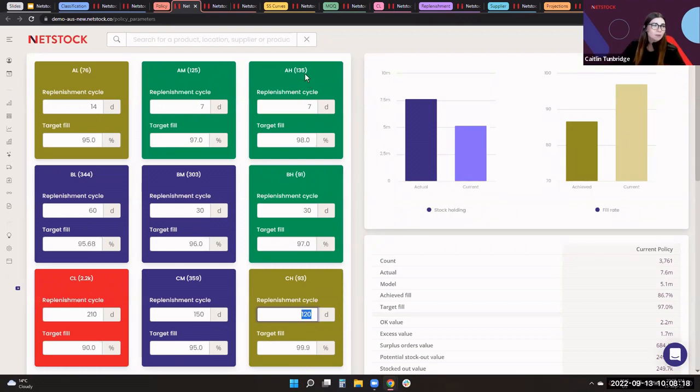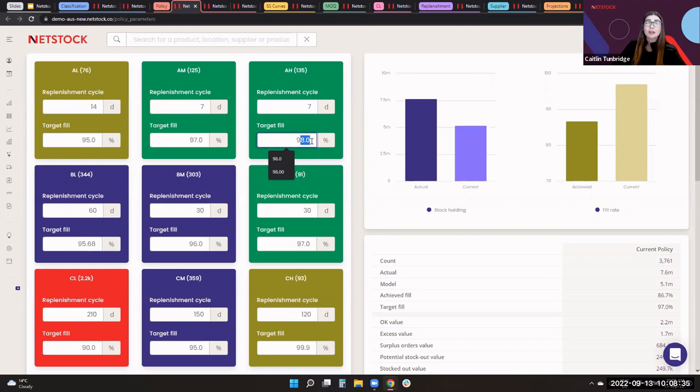Well, what about the A high items? These 135 items, they're my most important products. So I probably want the highest possible fill rate for them. Well, maybe it makes sense to start with a more modest 98% because these are so high value that it would cost us more to invest to achieve the high fill rates.